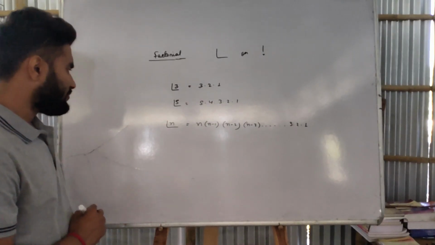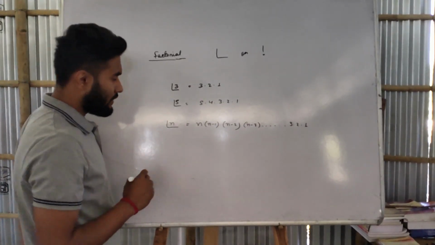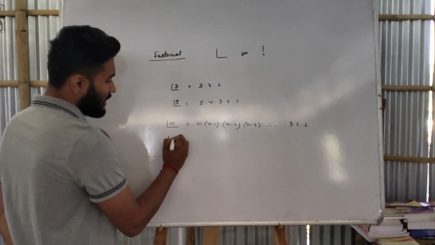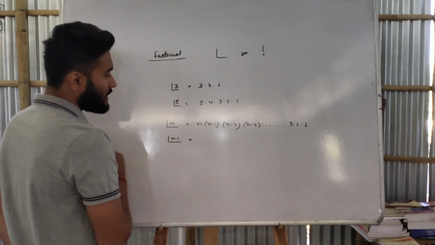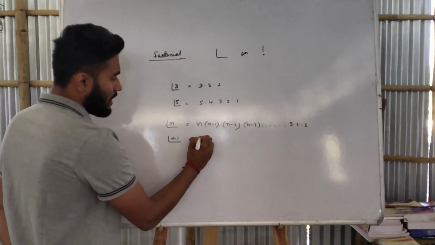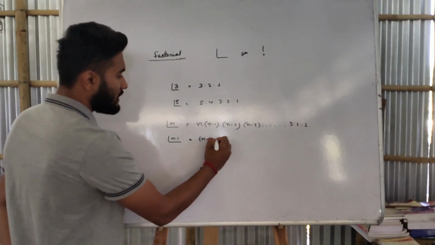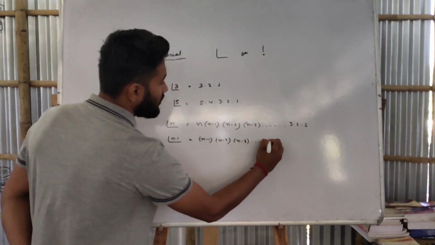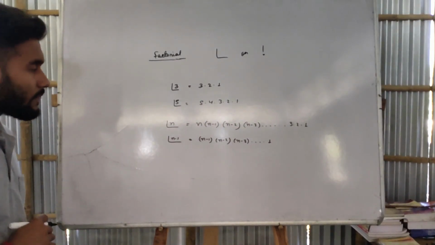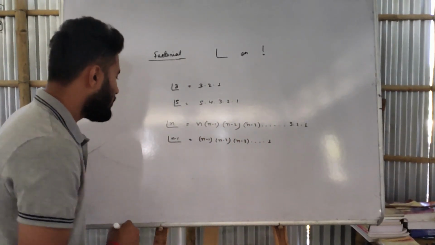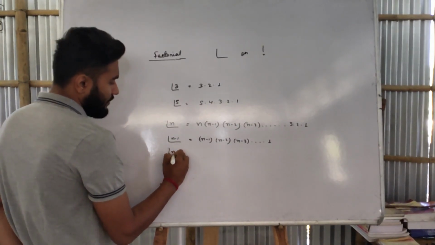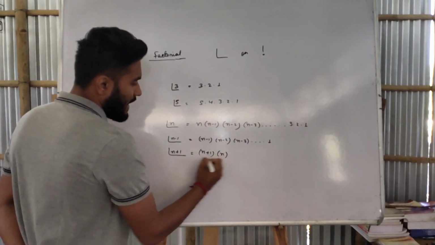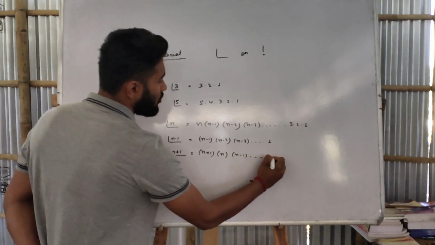Now let us see some shortcuts that we can use in factorial. So factorial n is n, n minus 1, n minus 2, n minus 3 till 1. What will be factorial n minus 1? It will start from n minus 1, again 1 less, so n minus 2, then n minus 3, and it will stop at 1. What will be factorial n plus 1? It will start from n plus 1, then 1 less, that is n, then n minus 1, and then it will stop at 1.